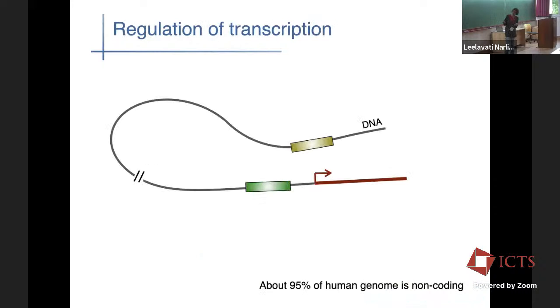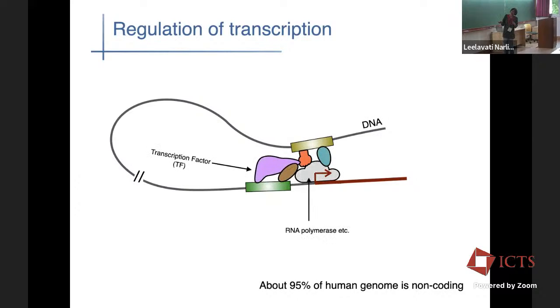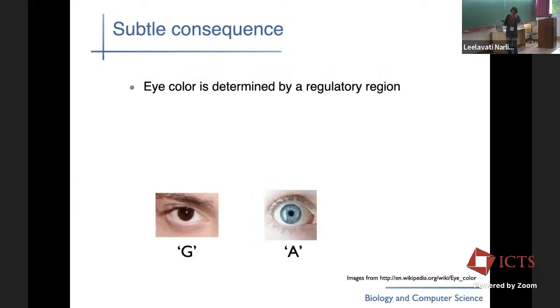Let me see if I have. So in this case, imagine that you have a mutation in this binding site here. That might cause this purple protein to not bind, which might cause this region to not come nearby, hypothetically, which might cause this RNA polymerase to not assemble, right? So these mutations also matter. So this is actually what we are interested in. This is what my lab does, to understand regulation of transcription.